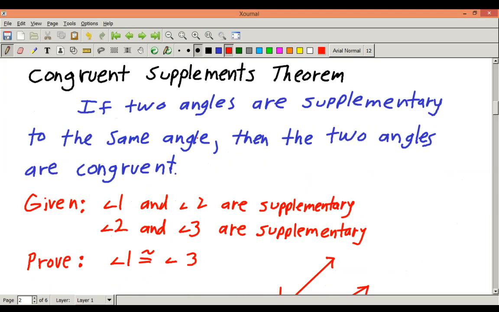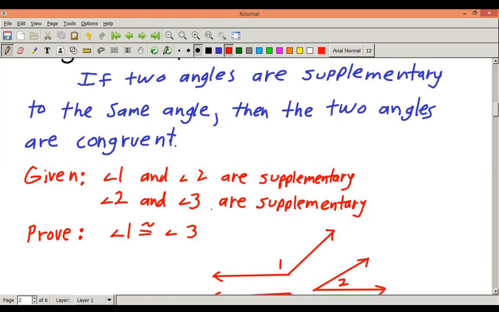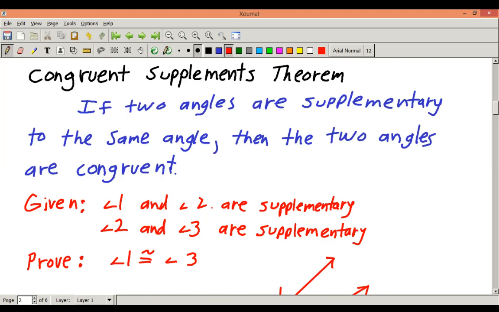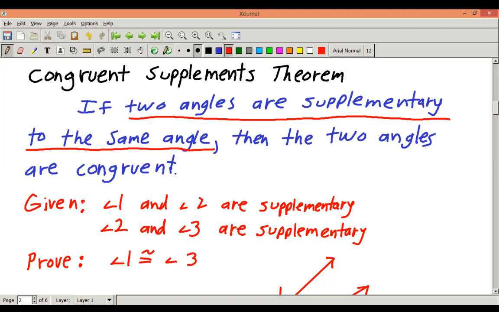Okay, our second theorem of the topic, geometry proofs, is called the congruent supplements theorem. It says this: if two angles are supplementary to the same angle, then those two angles are congruent. So when you do a formal proof, and this is going to be our first formal two-column proof, you always have to be given something and you have to have something to prove. So the given in the theorem, look at the hypothesis. It says if two angles are supplementary to the same angle. So there's your hypothesis. So that's going to be your given in your proof.